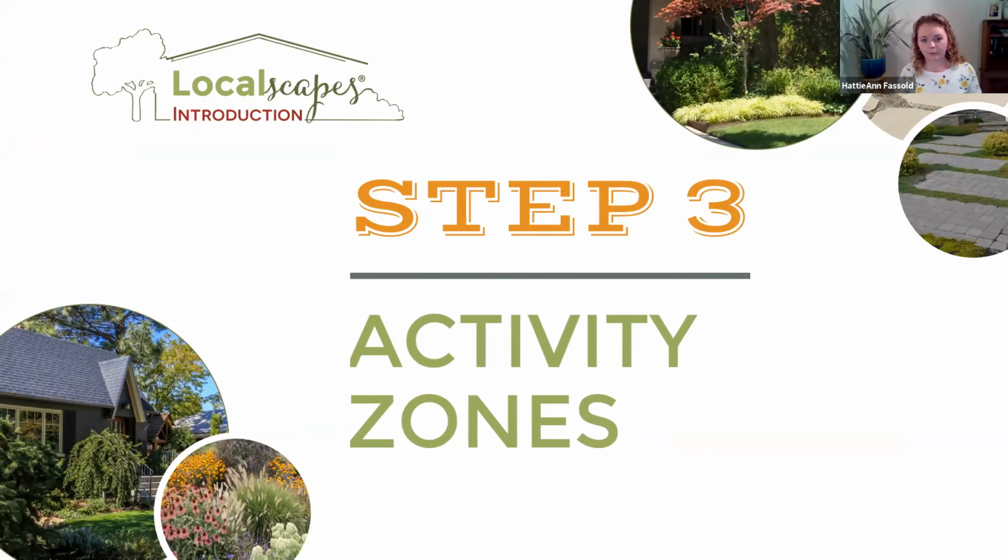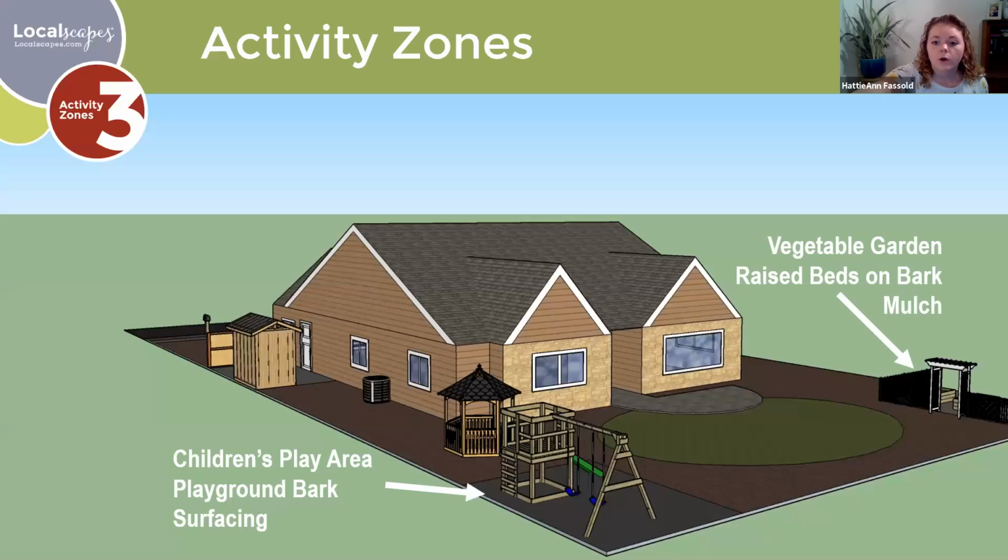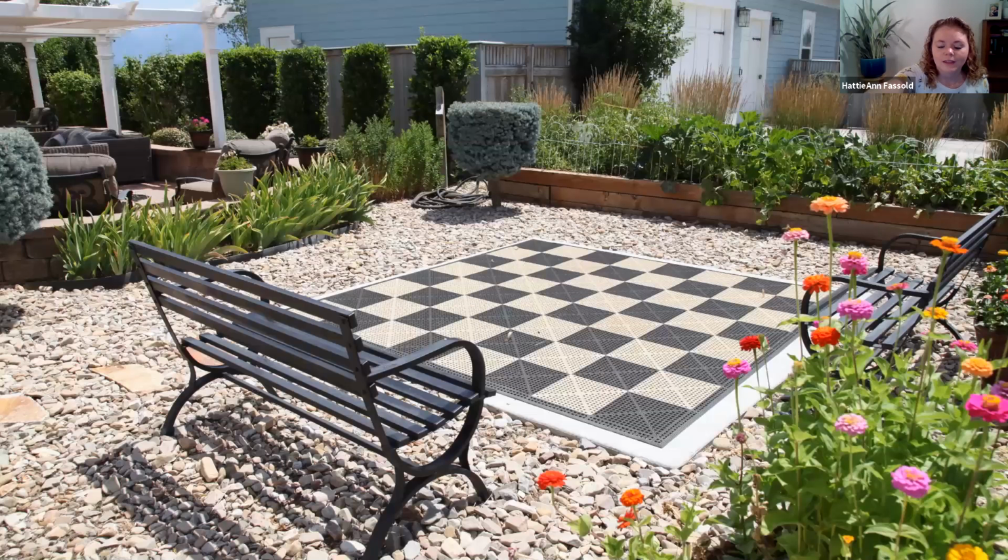All right, step 3 is our activity zones. Here's our example again. Activity zones are things like your playground or your vegetable garden. I guess my neighbor's example would be his trampoline in this case. And you can be really creative with what you want to do.